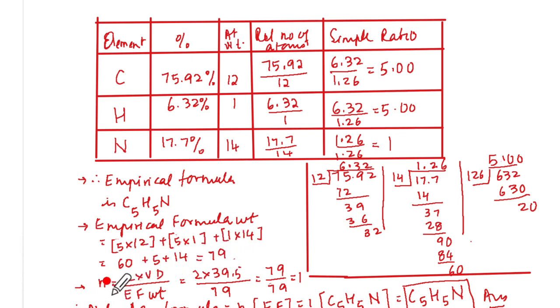Then we need to find the value of n, which is RMM, which is molecular formula weight, which is 2 into VD, that is 2 into 39.5, which has been given to us, upon empirical formula weight, which is 79. You multiply these two, you get 79. 79 upon 79 equal to 1. So our molecular formula is n into empirical formula. We get the molecular formula as C5H5N, and that is our answer.